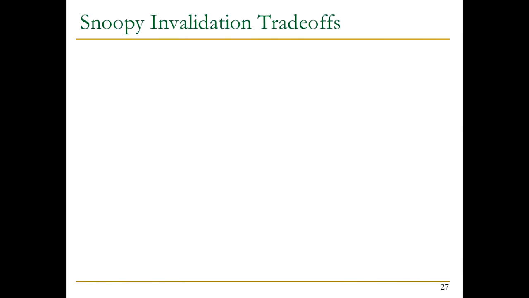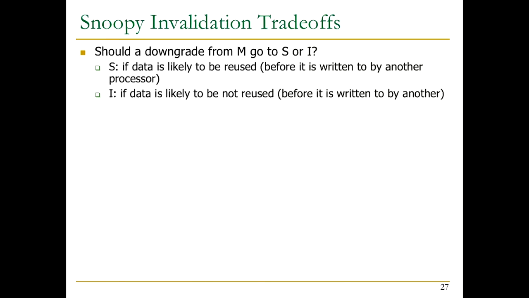Okay, let's talk about the trade-offs of the Snoopy invalidation a little bit. One thing that I've briefly talked about is, should a downgrade go from modified to shared or invalid? That's a design choice. Basically, if the data is likely to be reused before it's written to by another processor, maybe you should go to shared. If the data is likely to be not reused, maybe you should go to invalid. You're in modified state. Do you keep the data after someone else requests it, or do you not keep it? That's the key question over here.